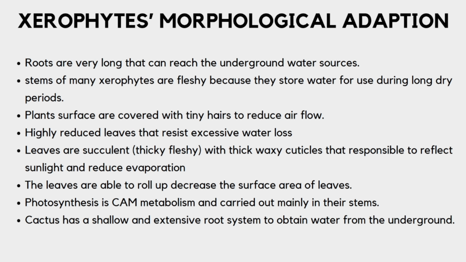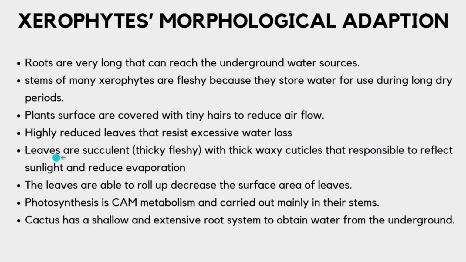Okay, apart from the stomata, there are also other parts, including their roots. Their roots are very long, so that they can reach the underground water sources. And also the stem of the cactus is fleshy, meaning that they can store water in the stem. Also their plant surface is covered with tiny hair to reduce airflow, and the leaves are fewer, so that water loss can be prevented.